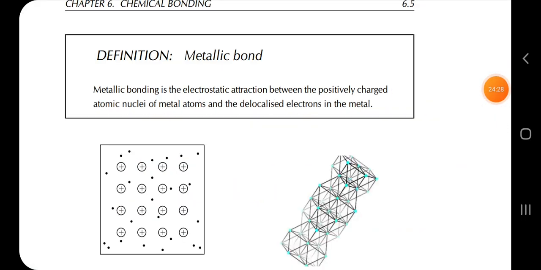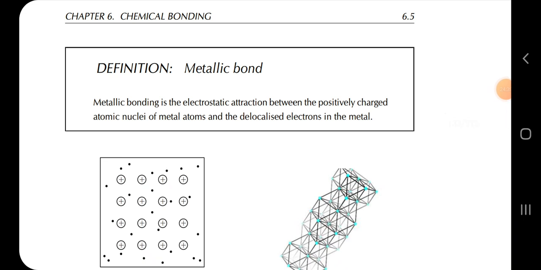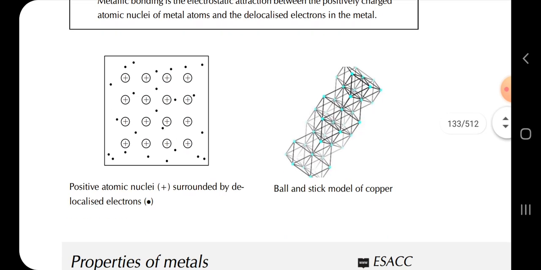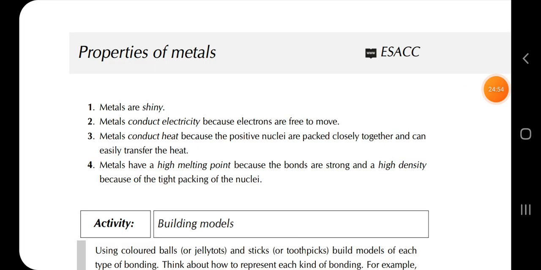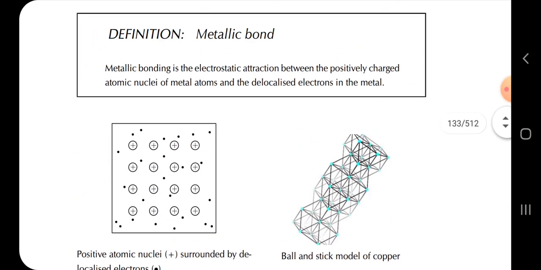A definition of a metallic bond: metallic bonding is the electrostatic attraction between the positively charged atomic nuclei of metal atoms and the delocalized electrons in the metal. So positive atomic nuclei are surrounded by delocalized electrons, as in the ball and stick model of copper. These are the properties of metals: metals are shiny, metals conduct electricity, metals conduct heat, and metals have a high melting point. So this is metallic bonding.